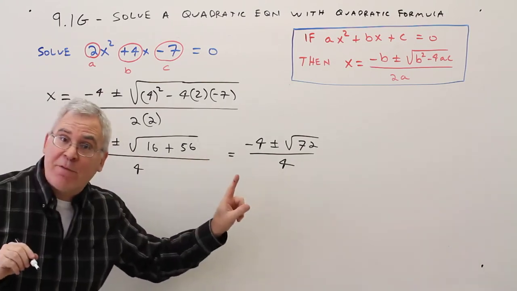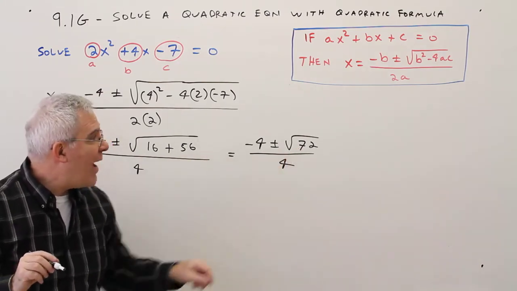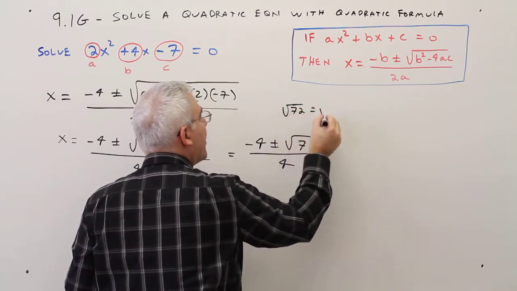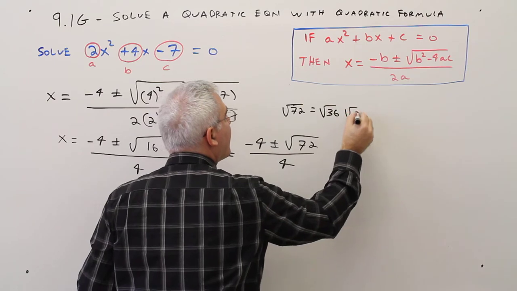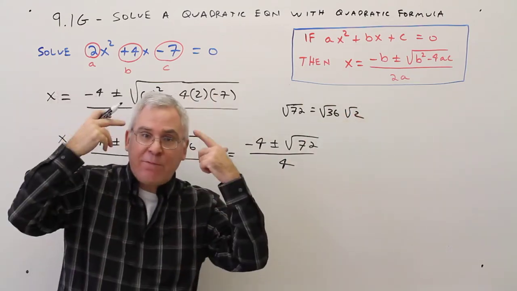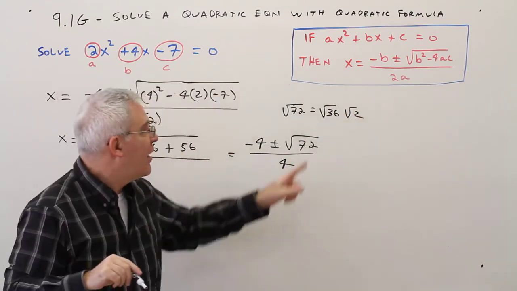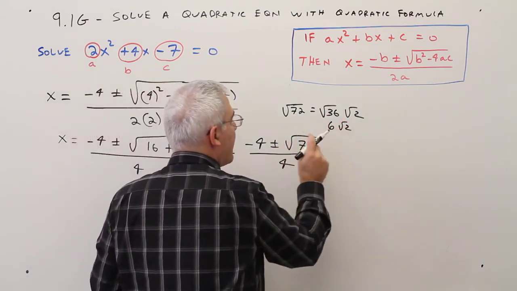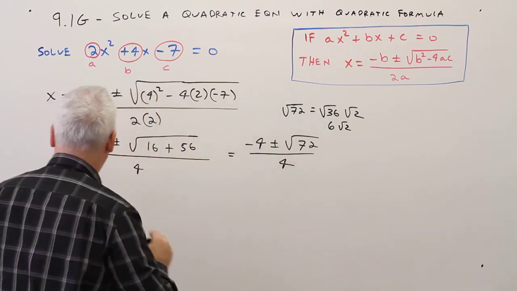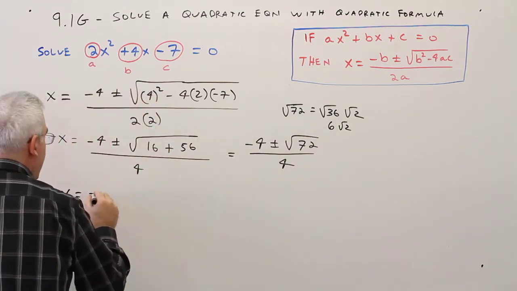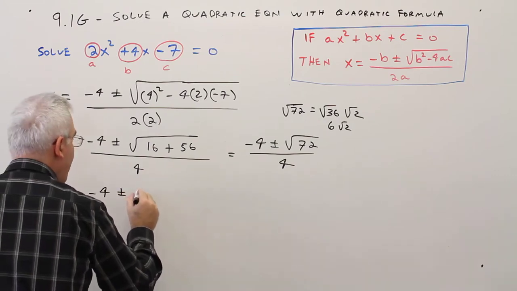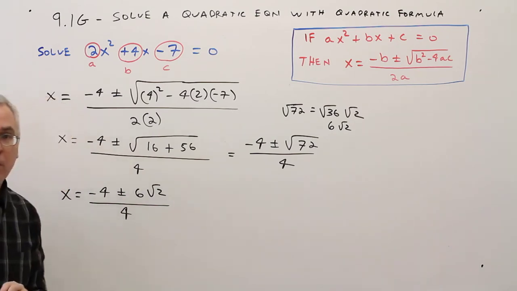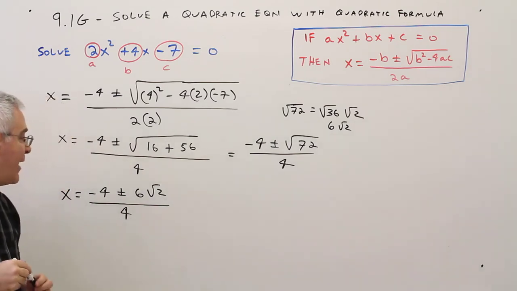We always want to simplify the radicals. So I know that the square root of 72 is really the square root of 36 times the square root of 2. If you have knowledge of these, it makes it easier than factoring. And the square root of 36 is just 6. So I'm going to say that's 6 radical 2. So x equals negative 4 plus or minus 6 radical 2 all over 4. Again, we need simplified answers.